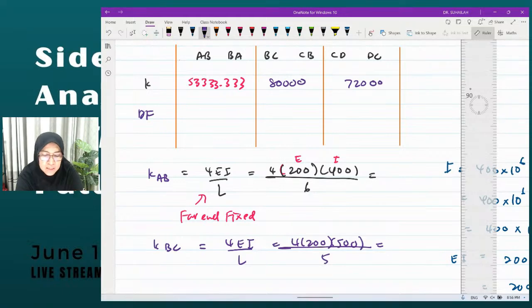Okay, distribution factor. There are 6 distribution factors. Distribution factor for AB, since it is a fixed end, is 0. Distribution factor for DC, D is pin, so it is equivalent to 1.